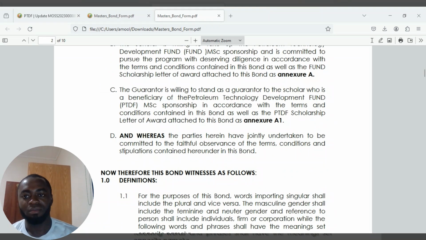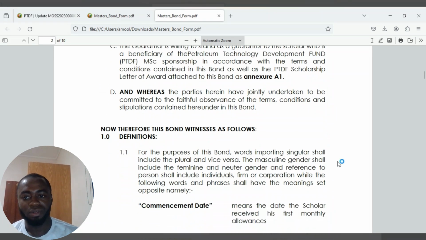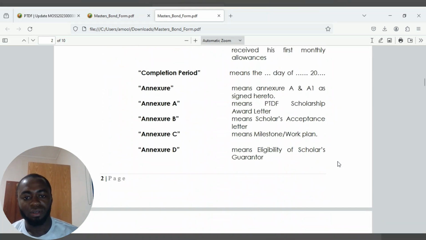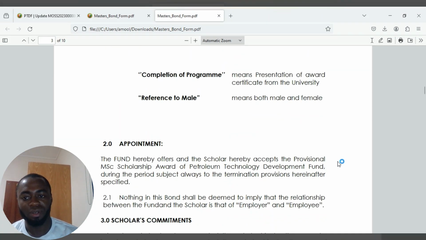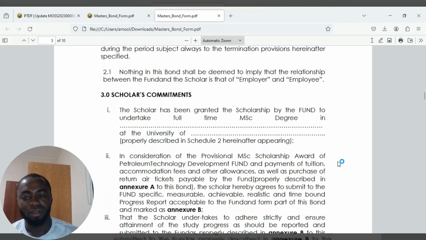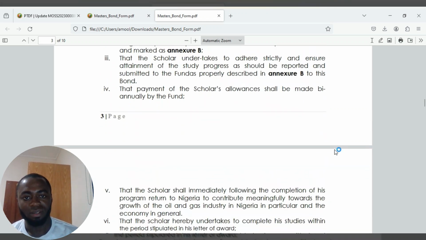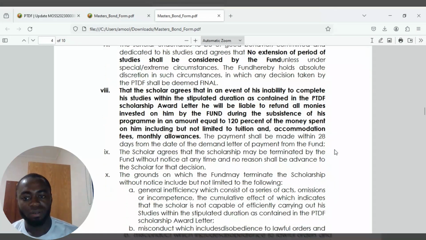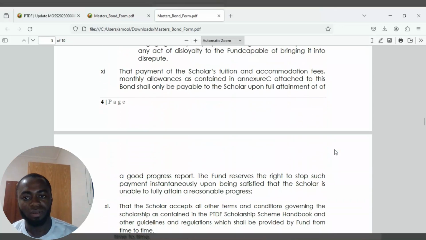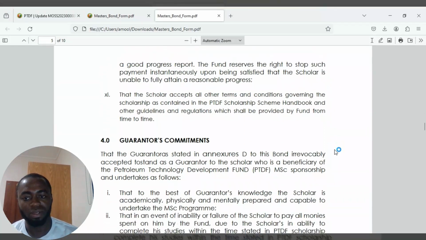You do not really have much to do in page two. You will move to page three. So page three has here the scholar has been granted scholarship by the fund to undertake full-time MSc degree. You put the degree and the specialization as you have been given here. And then the next one at the University of, you also put that down. That is all for page three. You come down to page four, and there's nothing there, just instructions which you should read and adhere to.